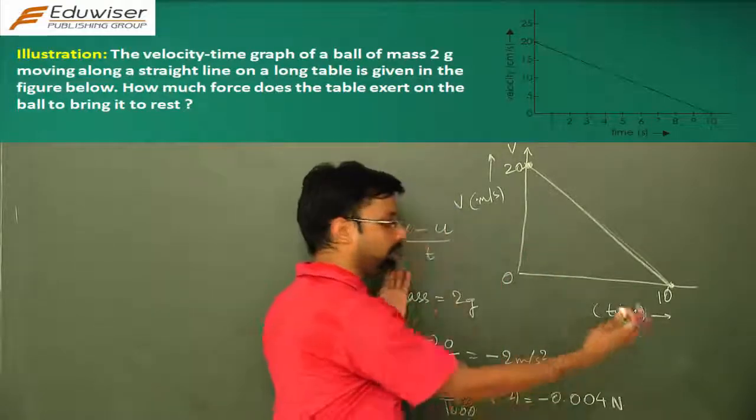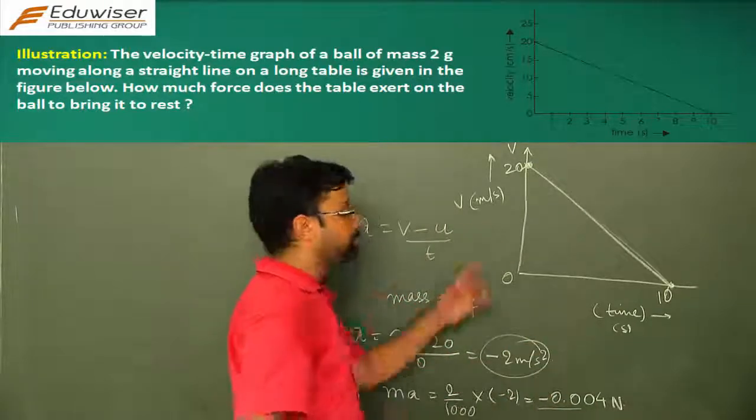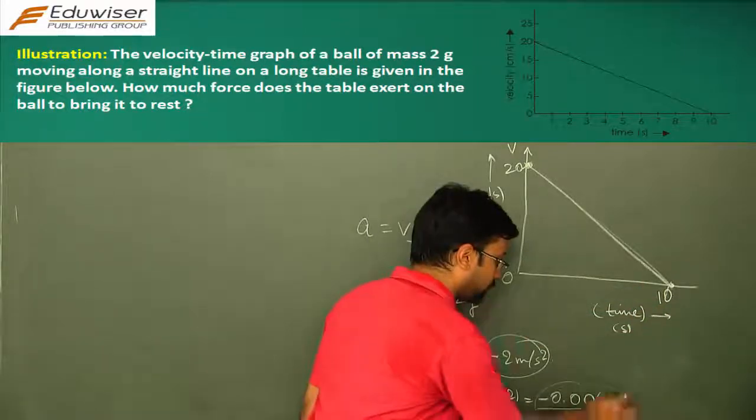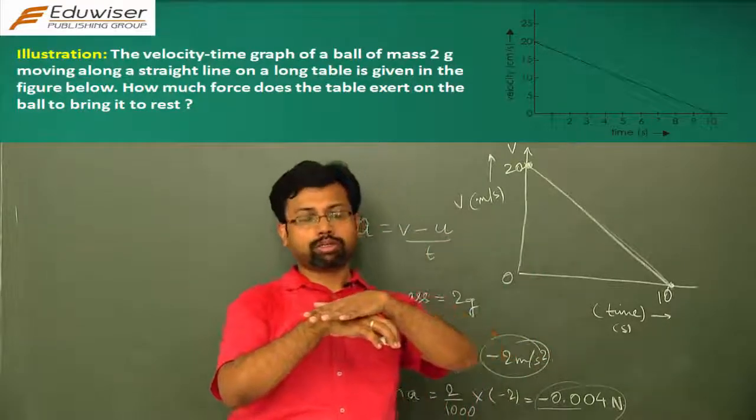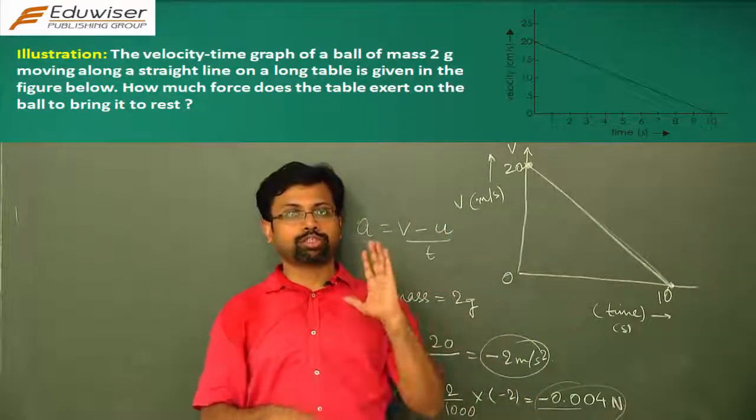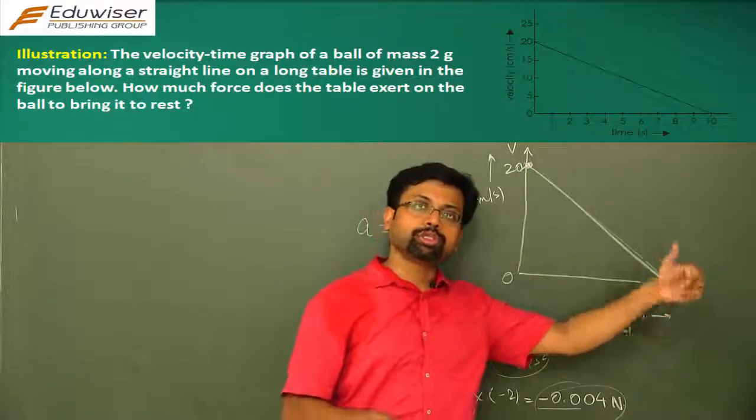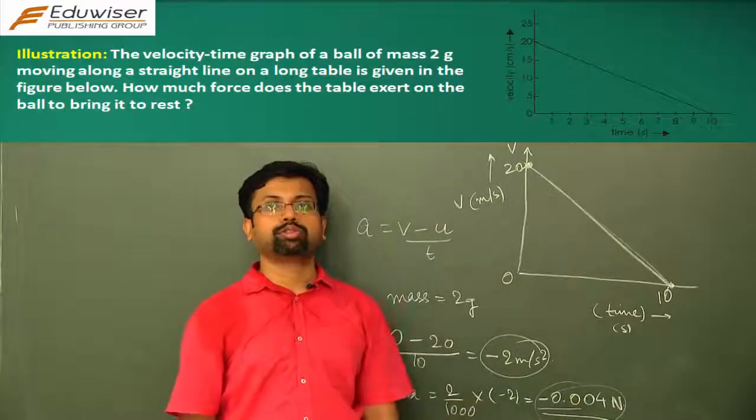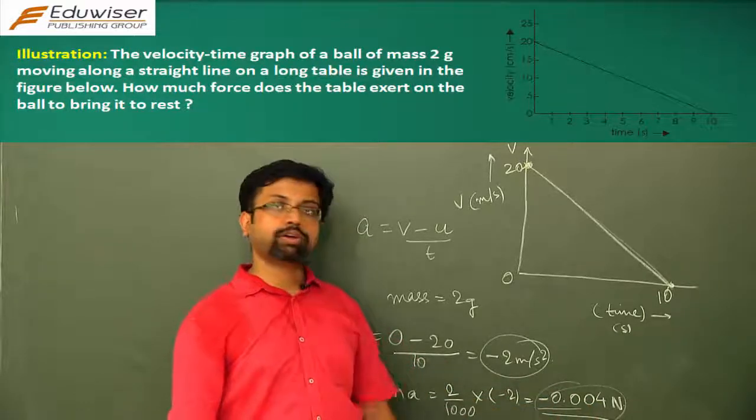So it's going to be a resistive force. Since this is a case of retardation, the body is retarding from 20 meters per second to 0 meters per second. So it's going to be a retarding force, because the table is going to exert a retarding force on the ball to make it stop, and this would actually be the frictional force. So the frictional force is going to bring down the velocity of the ball from 20 meters per second to 0 meters per second, and the magnitude of it would be 0.004 Newton. Since it is a resistive or retarding force, we have a negative sign here.